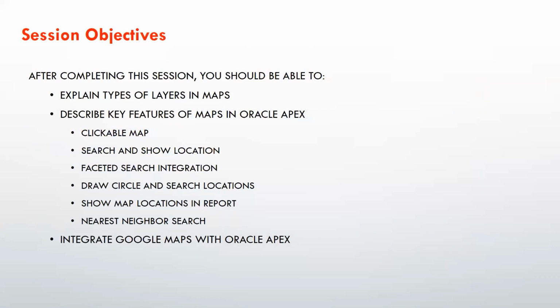So let's get started. Today's session objectives are: we will explain the different layers in maps, how many types of layers there are in Oracle Apex Maps as well as in Google Maps. We'll discuss key features in Oracle Apex. How can we interact with maps? How can we execute different types of dynamic actions? How can we navigate between maps, as well as from maps to other application pages, and some other features as well. And we will see how faceted search can be integrated with Oracle Apex Maps.